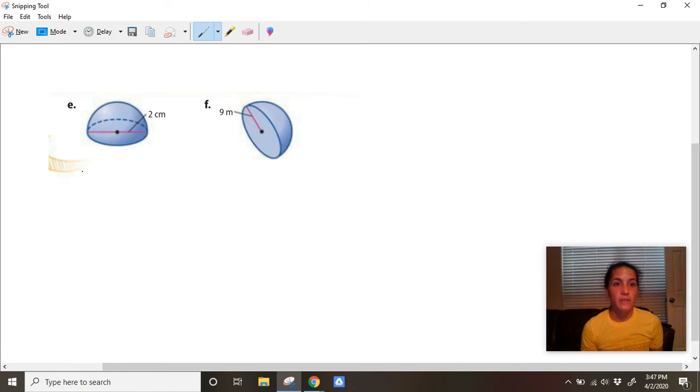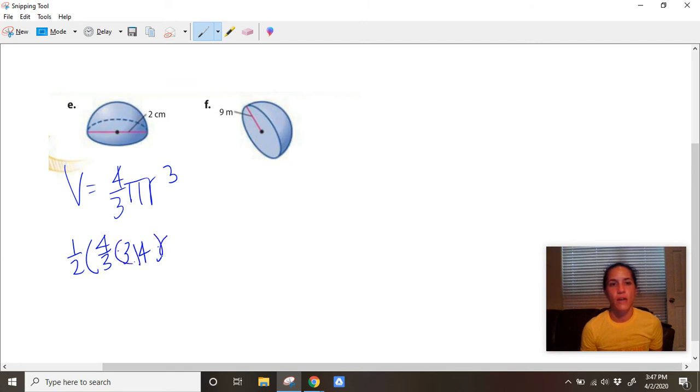E. So we have a hemisphere. Volume is 4/3 pi r cubed. On this one, I'm going to show you can multiply a half in the front, and 3.14. And then the radius is half. So this is the diameter, so the radius is 1. Oh, well, isn't that nice?